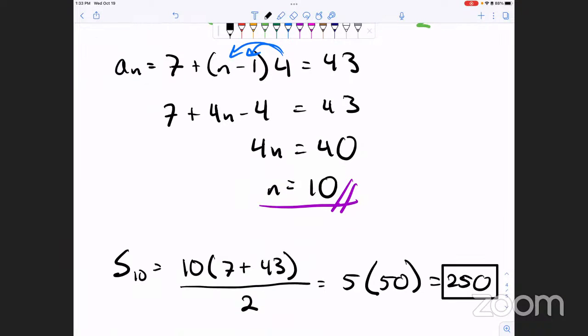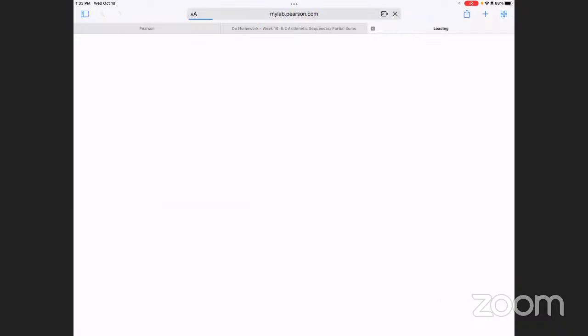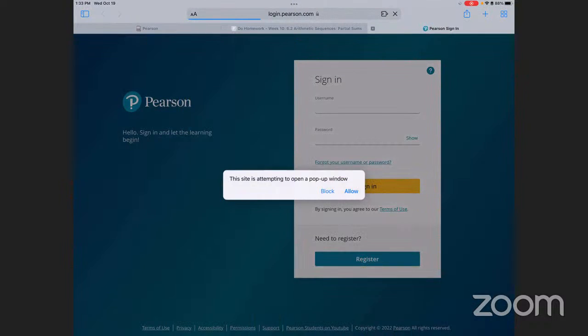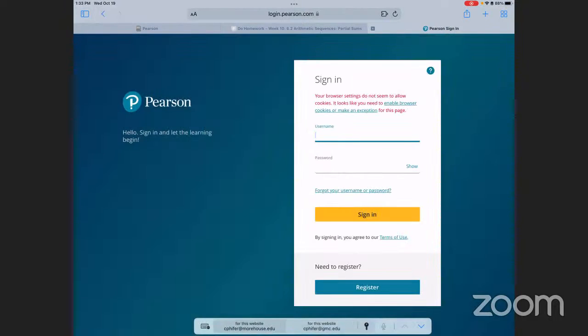Okay. So we got 250. Let's submit it. Hopefully our thing is still there and we can work with it. If we get it to load and it didn't change, it booted us out. Okay, so we might have to redo it. That's okay.